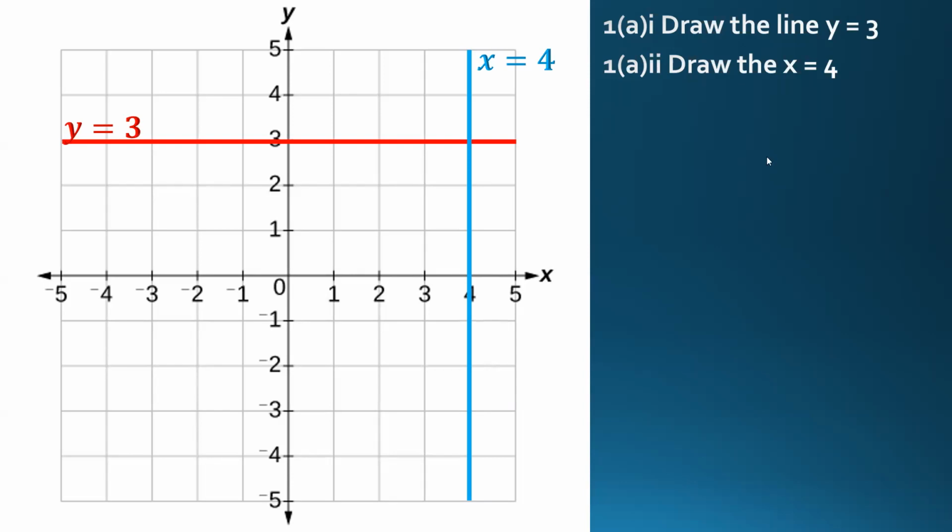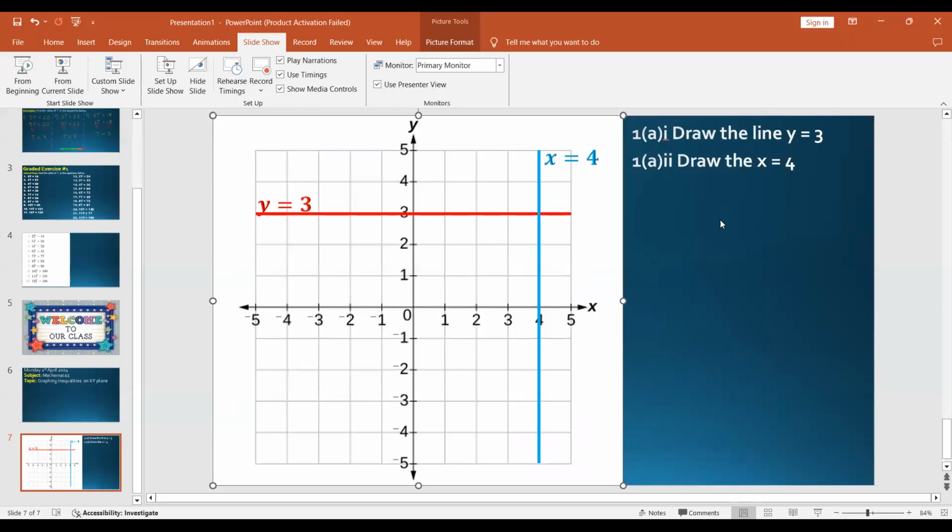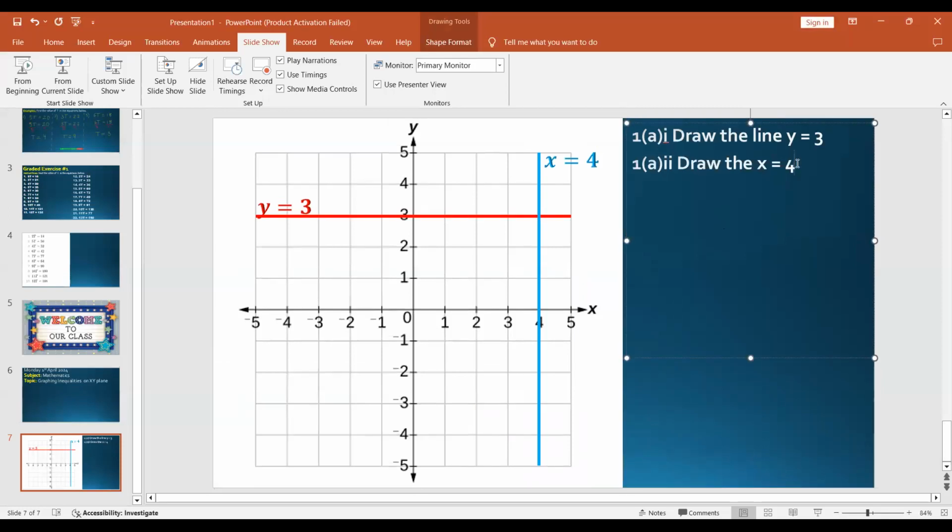Okay, so we drew the line at y is equal to 3, and we drew the line x is equal to 4. Are you drawing this in your graph books? Let me know, please, if you're drawing this inside of your books. Okay, only two persons are drawing this. The rest of you need to draw this.